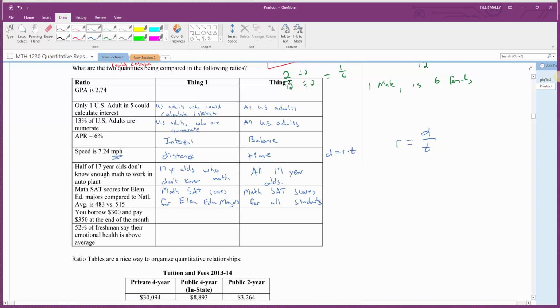The next row is you can borrow $300 and pay $350 at the end of the month, right? So in this sentence, we'd be comparing the principal to the new balance, right? And then lastly, 52% of freshmen say their emotional health is above average. So what we would be comparing are the freshmen that are above average compared to all freshmen.